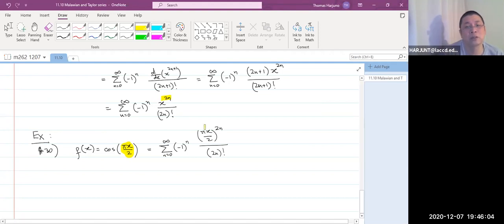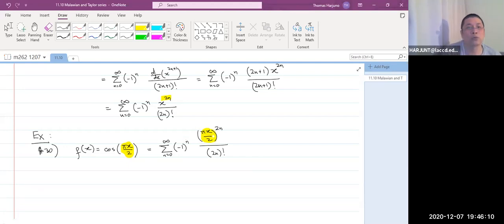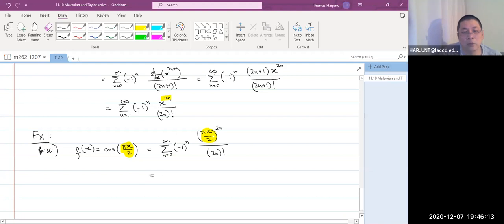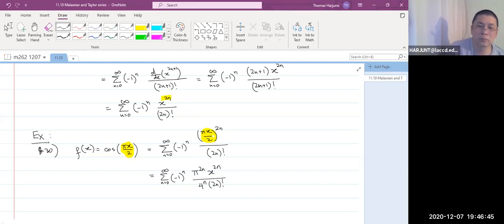Notice how I substitute that, right? And of course, we can simplify that to be the series from 0 to infinity of the alternating series. I get pi to the power of 2n, x to the power of 2n over 4 to the power of n times (2n) factorial. Does it make sense?